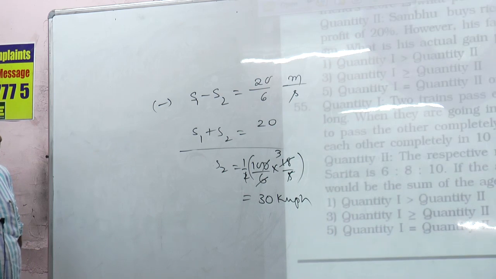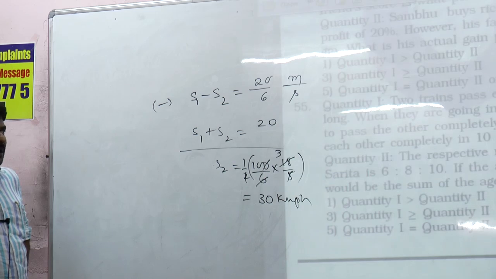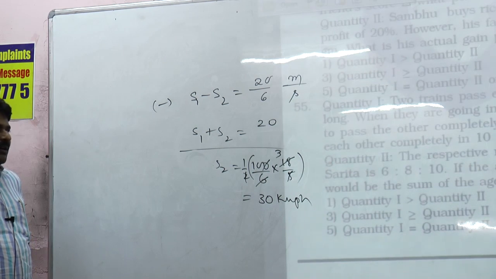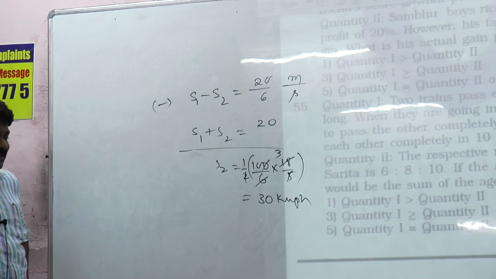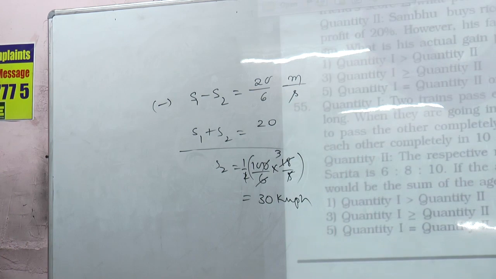Next, second quantity. The ratio between the ages of Sohan, Sumit and Sarita is 6 is to 8 is to 10. If the average of their ages is 20 years, then what would be the sum of ages of Sohan and Sumit together after 5 years?